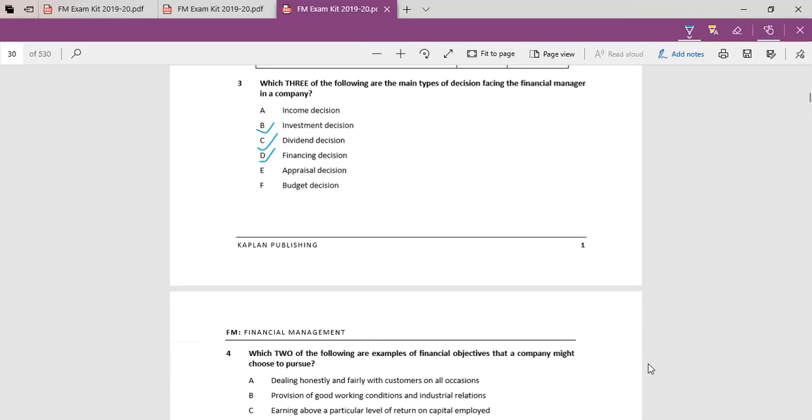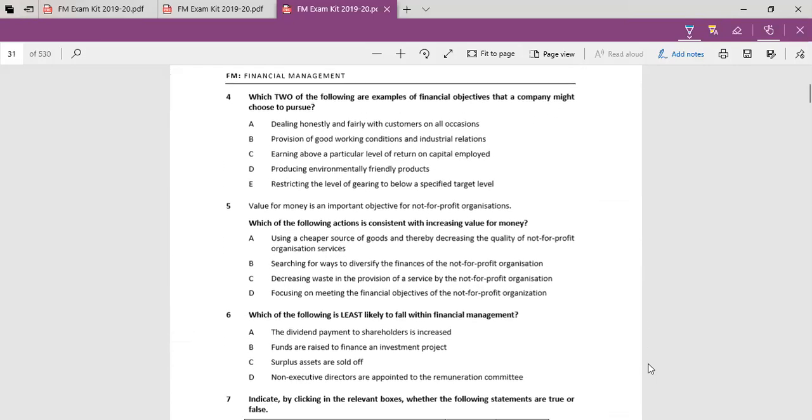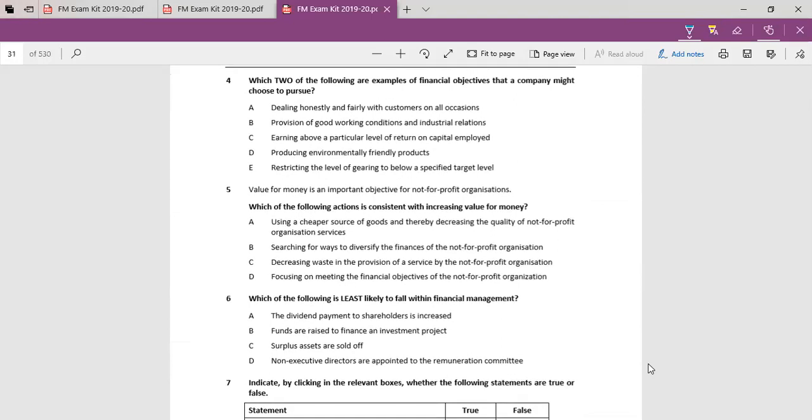Which two of the following are examples of financial objectives that a company might choose to pursue? Dealing honestly and fairly with the customers on all occasions, provision of good working conditions and industrial relations, earnings above a particular level of return on capital employed. How many do we have to choose? Two. C and E. Okay, E is also right.